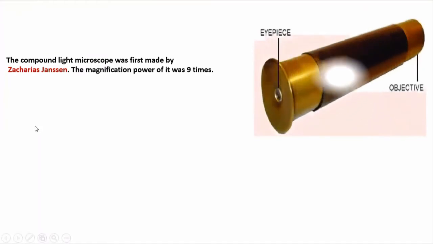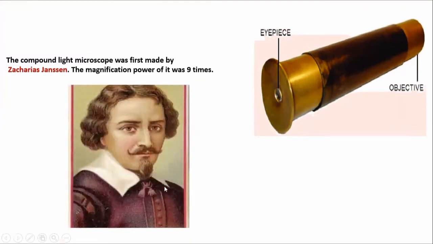Okay, now we're going to look into the history of the microscope a little bit. All right, so the compound light microscope was first made by Zacharias Janssen. The magnification power of it was 9 times. All right, so here is a picture of the scientist Zacharias Janssen, and this is a picture of the compound light microscope he had invented.